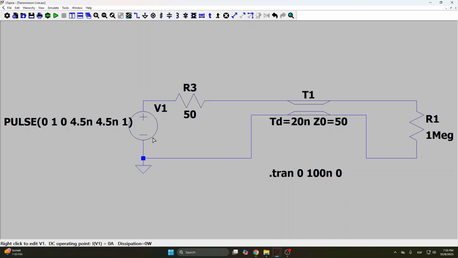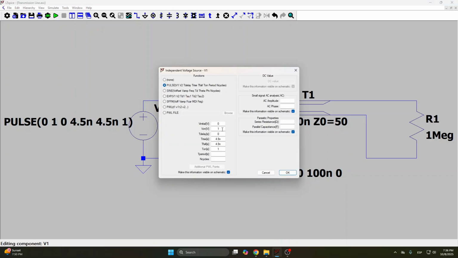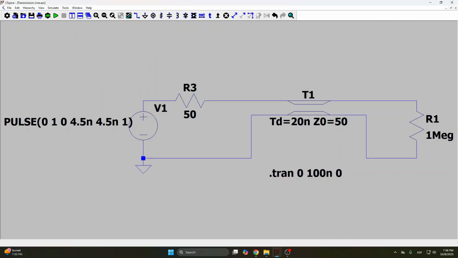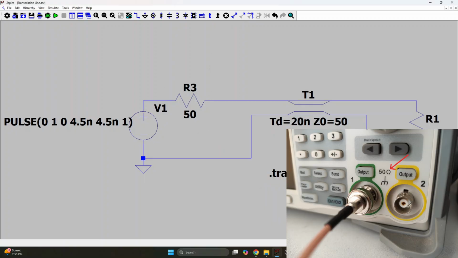I placed a voltage source sending a pulse that simulates the function generator. The pulse amplitude V on is 1 volt, and the T rise and T fall parameters, which represent the rise and fall times of the function generator, are 4.5 nanoseconds. I also placed a 50 ohm resistor in series with the voltage source to simulate the output impedance of the function generator, which is 50 ohm.